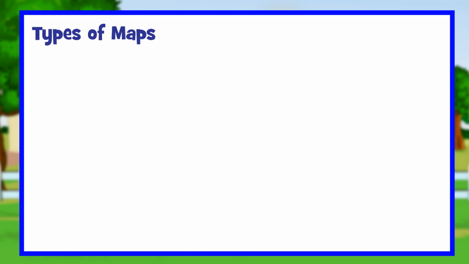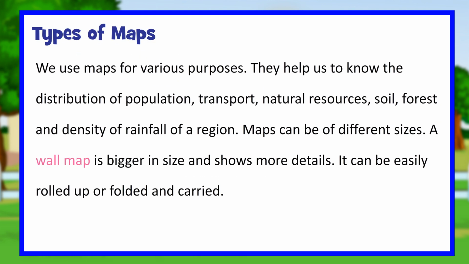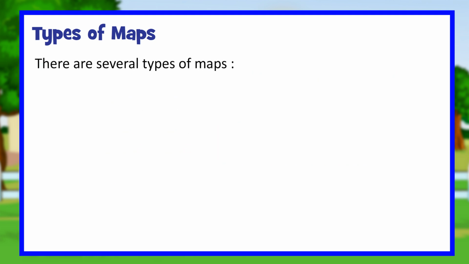Types of maps. We use maps for various purposes. They help us to know the distribution of population, transport, natural resources, soil, forest and density of rainfall of a region. Maps can be of different sizes. A wall map is bigger in size and shows more details. It can be easily rolled up or folded and carried. There are several types of maps.